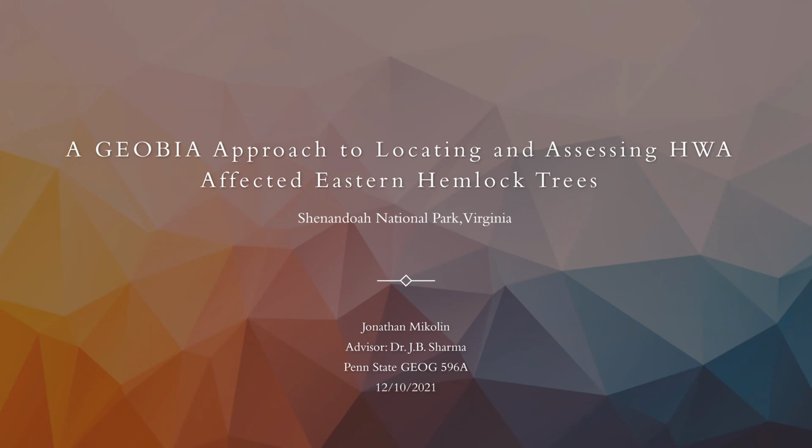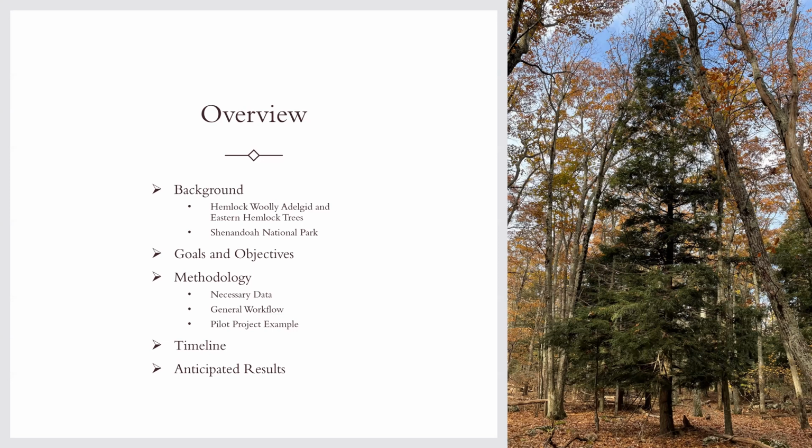The following is an overview of what I plan to cover today, starting with a background review of the hemlock woolly adelgid, eastern hemlock trees, and my study area of Shenandoah National Park. This will be followed by an outline of this project's goals and objectives. A detailed description of my planned methodology will be examined, including the necessary project data, a general workflow description, and a review of a pilot project I conducted earlier this semester in Geography 883. Lastly, we'll look at the timeline I plan to follow and the anticipated results.